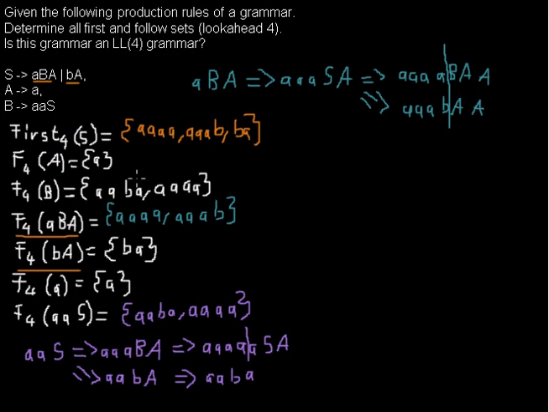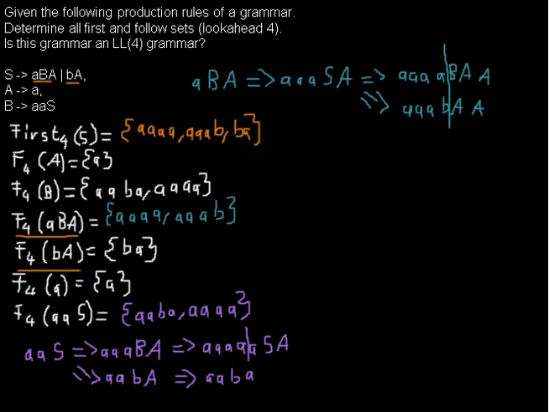Now, these three first sets I only need for the parse table, which I will not draw in this video. But to answer the question if this grammar is an LL4 grammar, I have to check: if you have, for example, an S, then you could derive strings from one rule or from another rule. If you can derive the same string of length 4 from several rules, then you don't know which one to take in that situation. So in this case, it would not allow for a deterministic LL4 parsing.